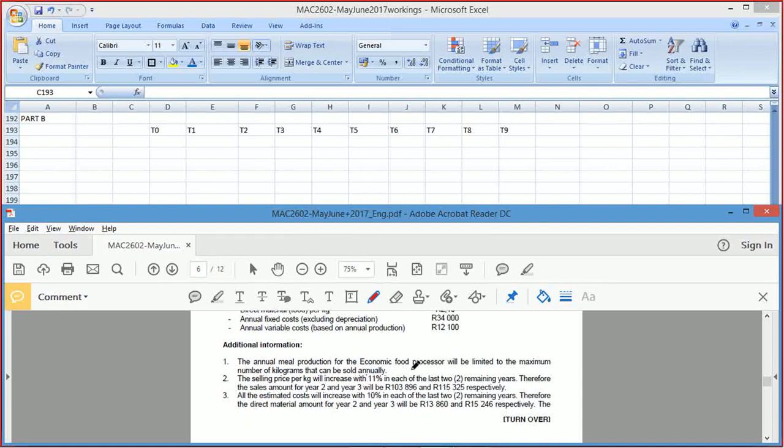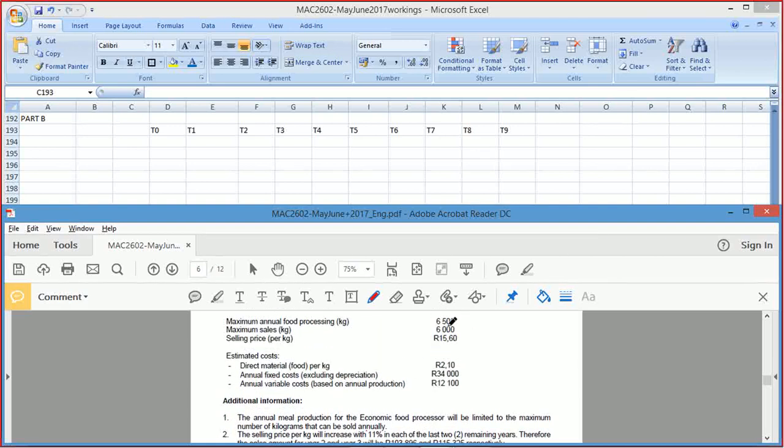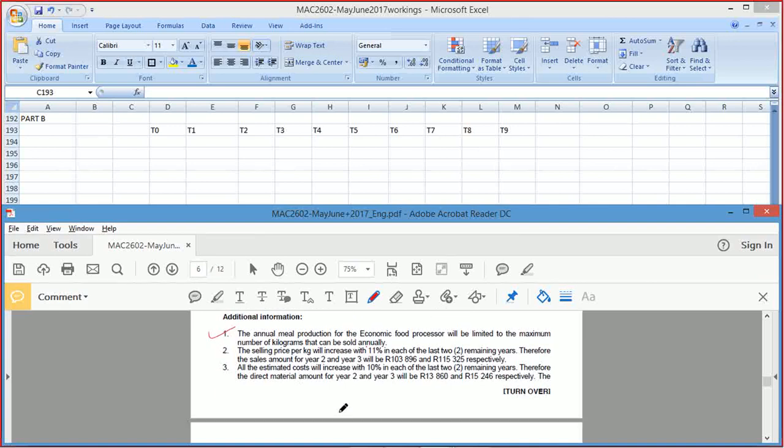Additional information. The annual meal production for the economic food processor will be limited to the maximum number of kilograms that can be sold annually. So obviously we're going to be keeping the sales and the production in line with the maximum sales. The selling price per unit will increase with 11% in each of the last 2 remaining years. So that's an increase in selling price. That's important for the OCF. All the estimated costs will increase with 10% in each of the last 2 years. Those are costs also.